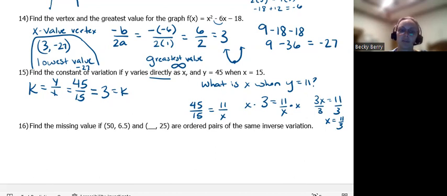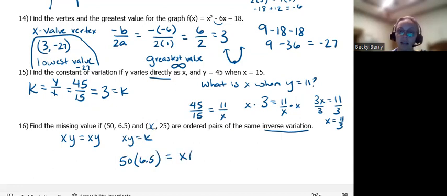Find the missing value if 50 and 6.5 and a blank, so we don't know our x, and 25 are ordered pairs of the same inverse variation. So inverse variation, we don't make them fractions, we multiply them together. X times y equals x times y, or you could say that x times y equals the k. So I'm going to say 50 times 6.5 is equal to what times 25?